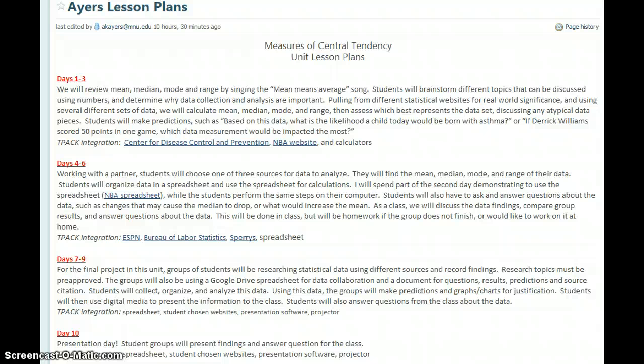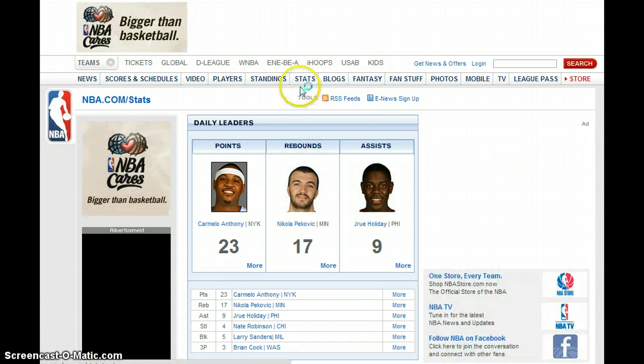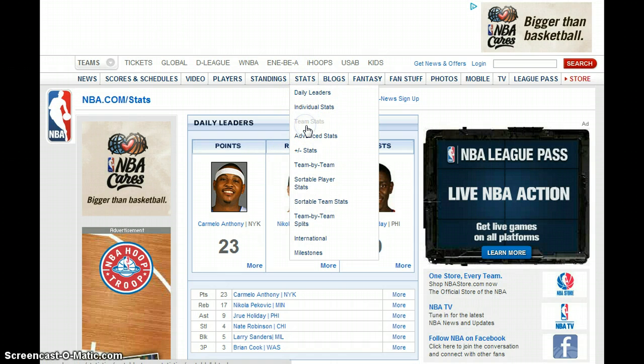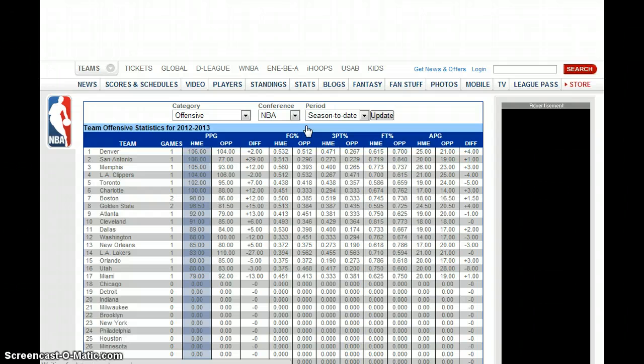Day 1 will be a review of the measures of central tendency, reminding the students what mean, median, mode, and range each mean, and calculating each one. Days 2 and 3, we will find the mean, median, and mode of a set of data that I've already found. For example, we'll use the NBA website. We'll go to stats, team stats, and then we will look at points per game for each team.